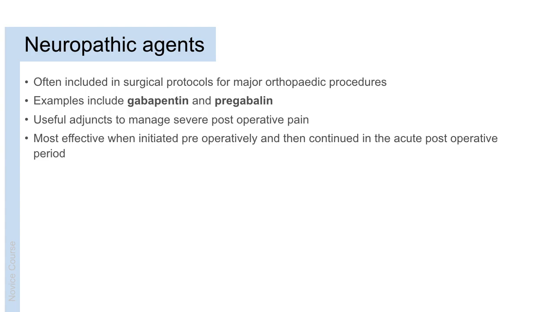Moving on to some classes of medications that are not so commonly prescribed in the postoperative period, but can be highly effective postoperative analgesics. One of these is neuropathic agents. These are often included in some trust surgical protocols for major procedures such as in orthopedics. Examples include gabapentin and pregabalin. They are useful adjuncts to manage severe postoperative pain and are not normally used in isolation. They are normally considered most effective when initiated preoperatively and then continued in the acute postoperative period.